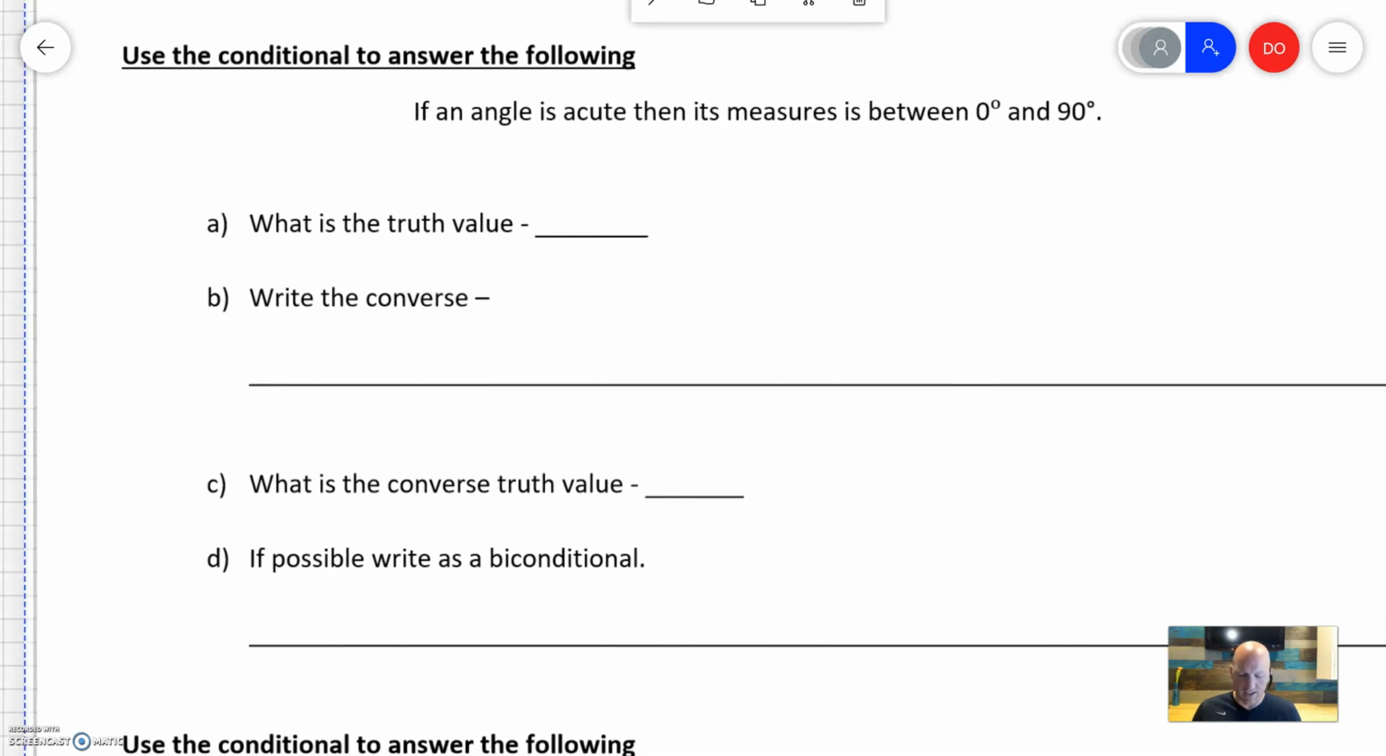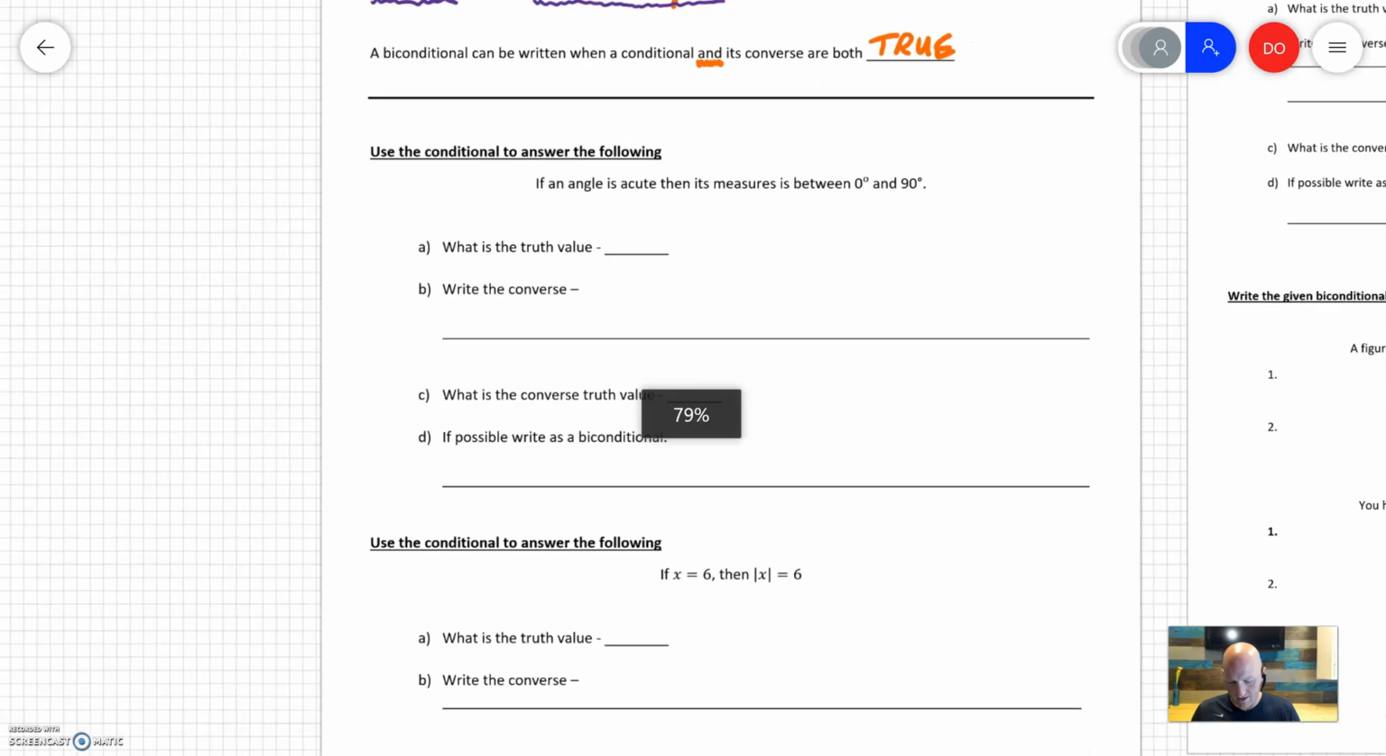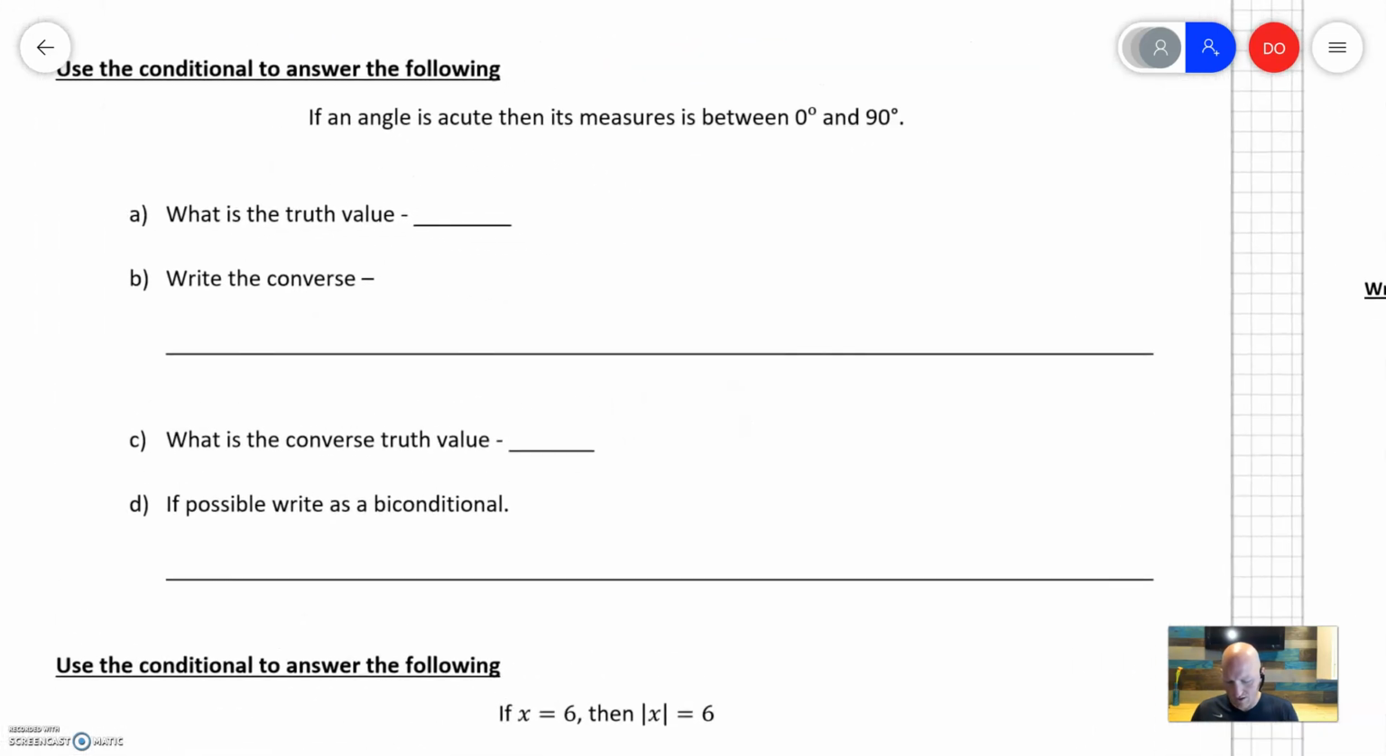Okay, so let's look at the conditional that I have written here. If an angle is acute, then its measure is between 0 and 90 degrees. So we obviously have a hypothesis here. If the angle is acute, it's a hypothesis. Here's the conclusion. Its measure is between 0 and 90. And that's true. It's impossible to give an acute angle that is not between 0 and 90 degrees. So the truth value of that statement is true.